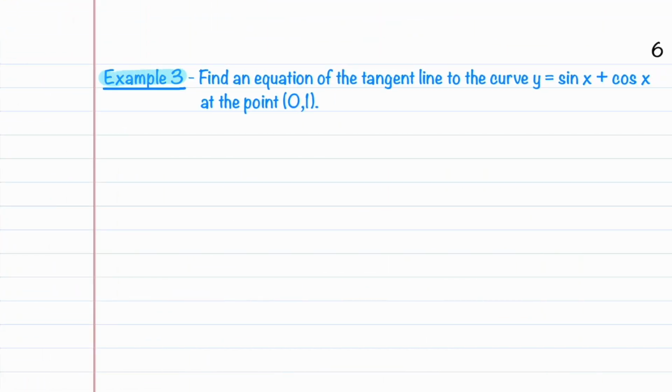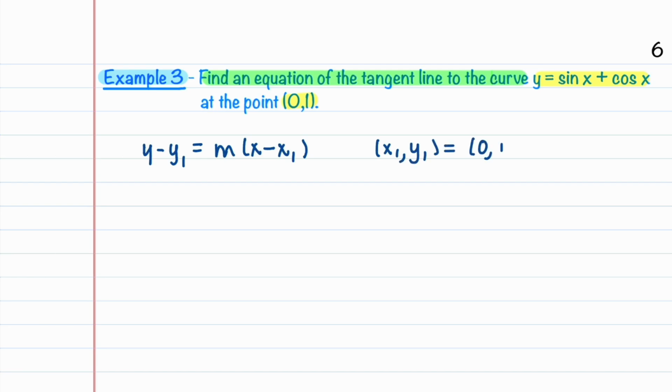Let's look at one last example. In this example, we are going to find an equation of the tangent line to the curve y is equal to sine x plus cosine x at the point 0, 1. Let's begin by writing down the equation of a general tangent line. That is y minus y1 is equal to our slope times x minus x1. Our point x1, y1 is going to be the point 0, 1.